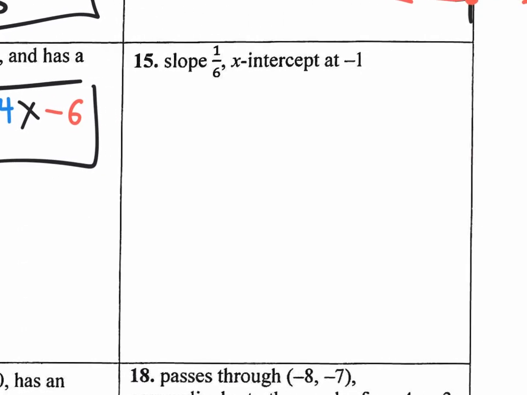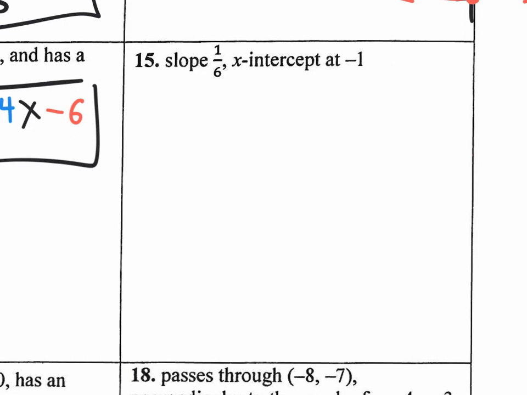Number 15. They give us a slope. And they also give us indirectly a coordinate. They don't give us the b value. That's not the y-intercept, it's the x-intercept. So what coordinate do they actually give us indirectly by telling us the x-intercept is negative 1? The coordinate negative 1 comma 0, right?